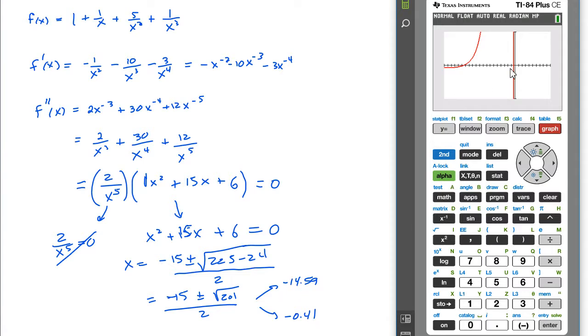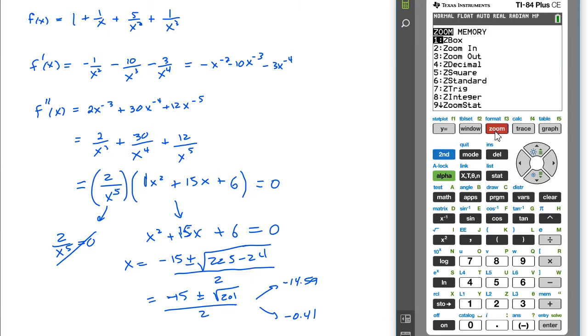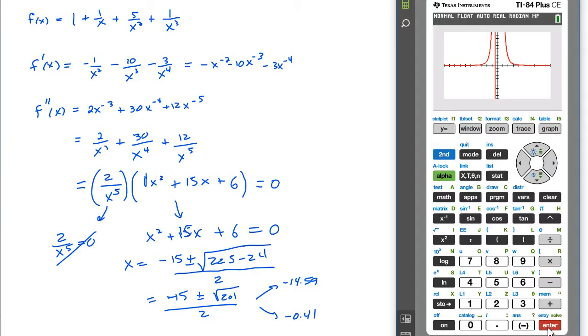Okay, so let's go back to a standard zoom again. So zoom 6, the sixth option is standard zoom, right there. And just to get a quick picture again, notice that the second derivative, of course, is also going to be undefined at 0. So that's to be expected. But it looks like the second derivative is negative in this range, and then negative again over here.